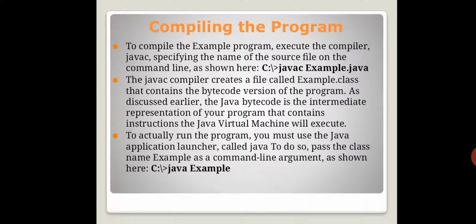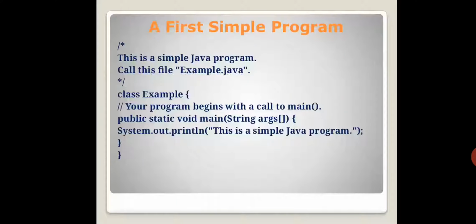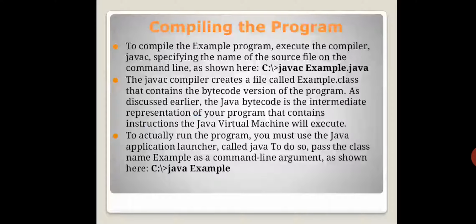So once you do that, java space Example, what will be the output? You are going to get the output as, this is a simple Java program, isn't it? That is what you have written in the code. Why? Because you have used it in double quotes with this particular line, System.out.println. So in the terminal, you are going to see the output as, this is a simple Java program. Fine. So this is how you are going to compile and run the Java program.